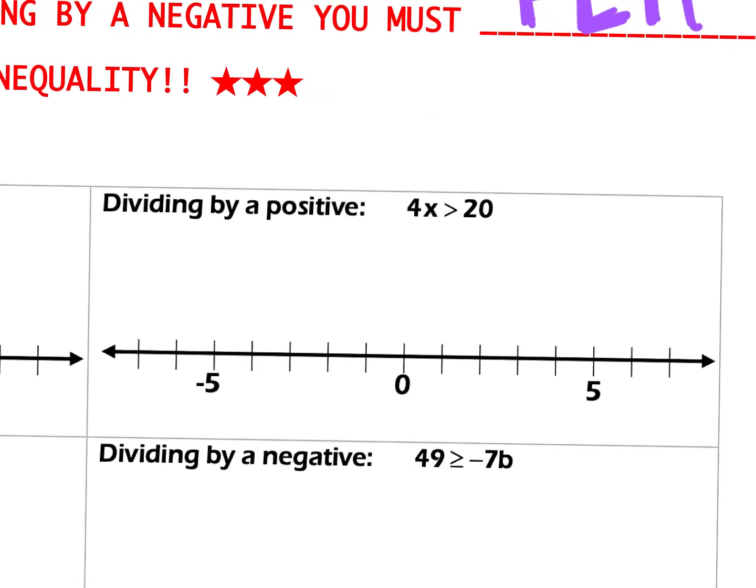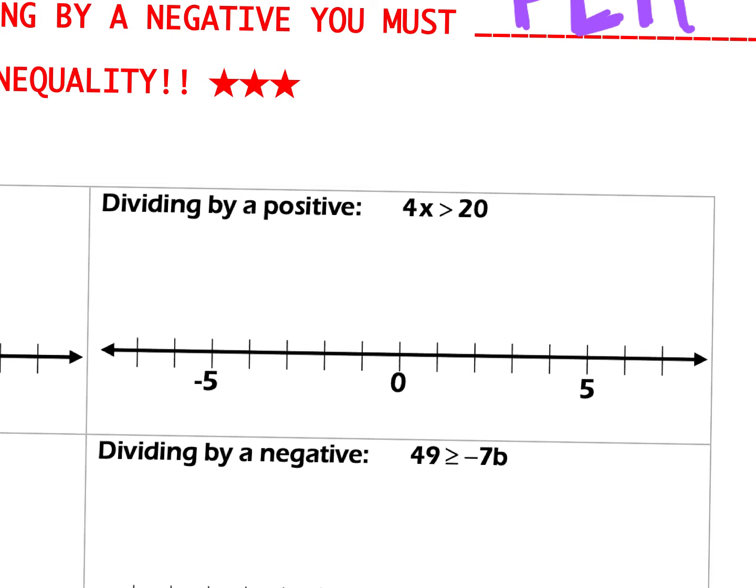All right, dividing by a positive. Well, we have 4x is greater than 20. To undo multiplication, we do division, divide by 4, divide by 4. So now we have x is greater than... We do nothing to the inequality sign because we divided by a positive number. So x is greater than 20, or I'm sorry, not 20. I didn't do the math. 5.